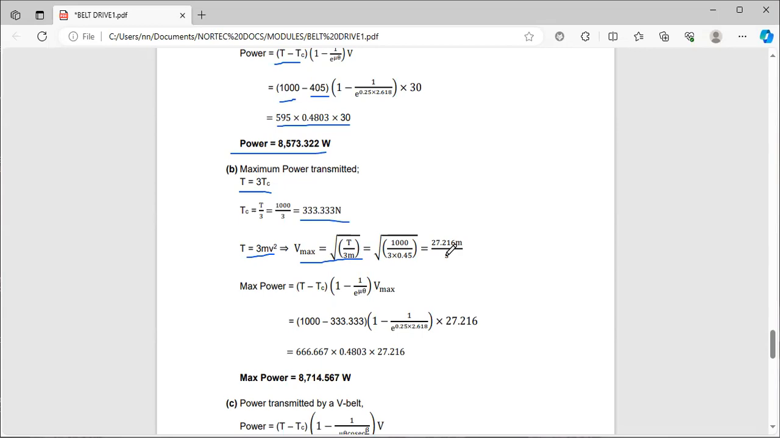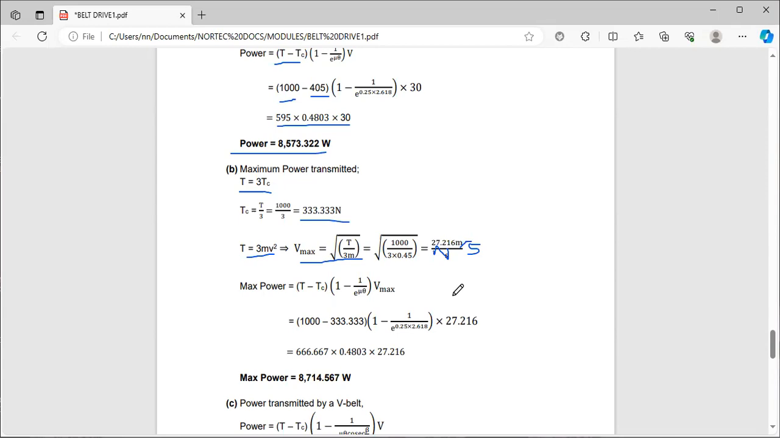And the result is 27.216 meters per second. You can ignore this. This is talking about meters per second. Just that these computers also sometimes try to have a mind of their own. Now, from finding that power, then you can also find the power after finding the velocity at which maximum power is transmitted. Let's go for the velocity there.